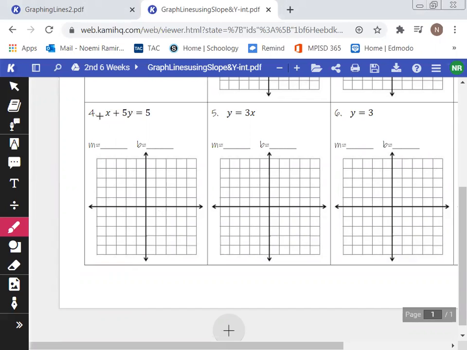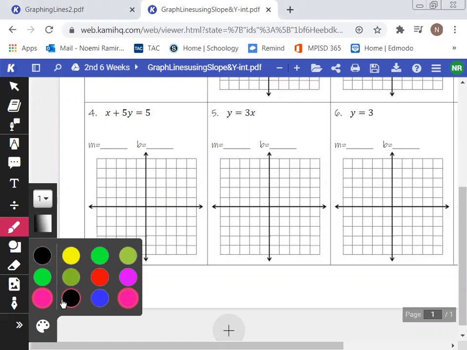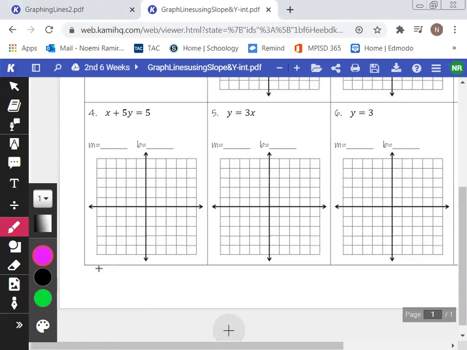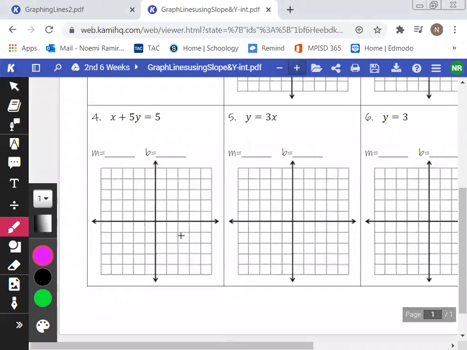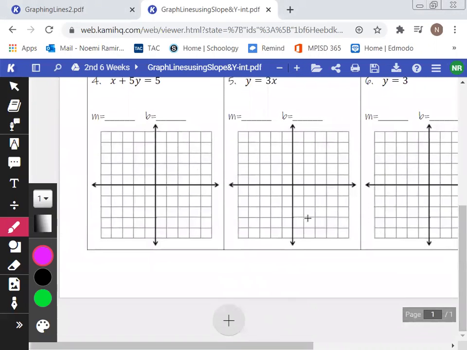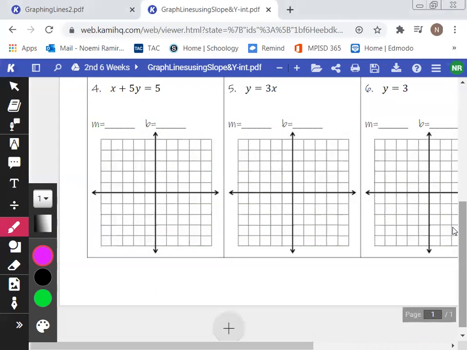Okay, so anytime you have an equation that isn't solved for y, you have to make sure and solve it first. Let me switch colors. I need to zoom in some. There we go. That'll be good. All right, so we have x plus 5y equals 5.